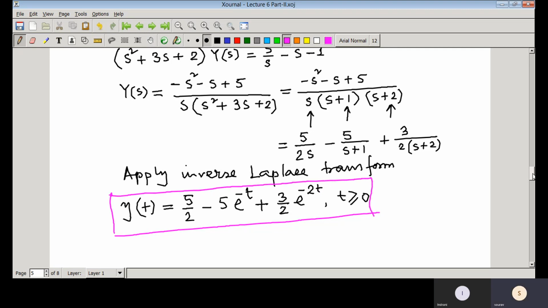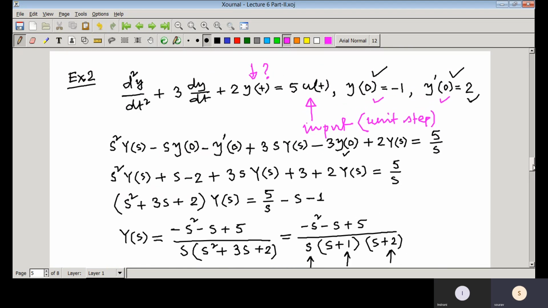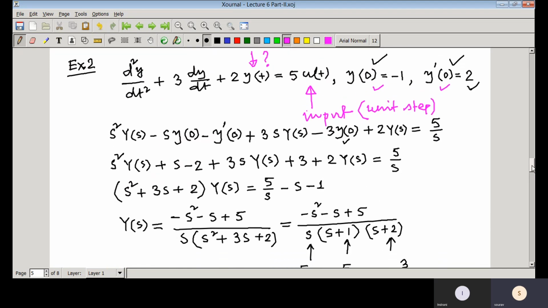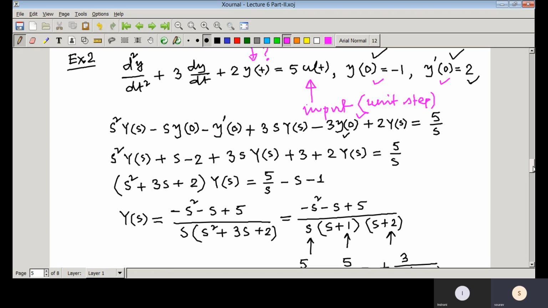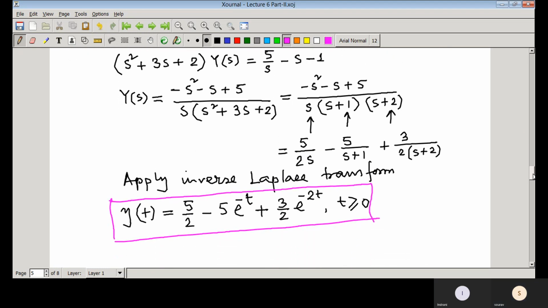So that means whenever you have a second order differential equation with some initial conditions, and you are asked to find the output for a particular input, then easily you can find that output by applying Laplace and inverse Laplace transforms.